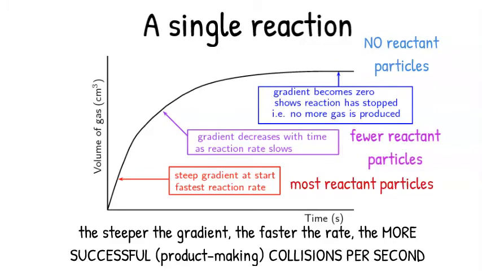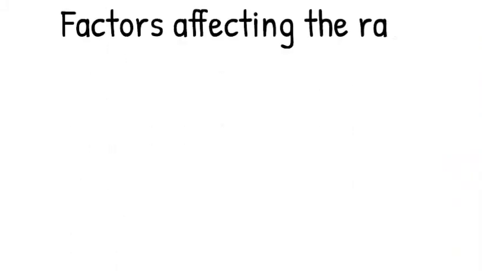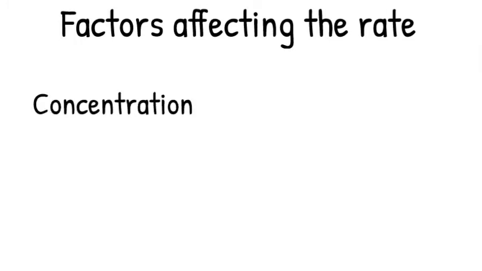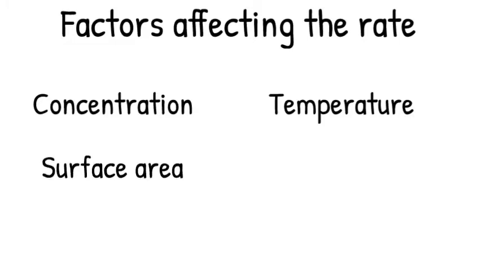Overall, you can see the steeper the gradient, the faster the reaction rate, which means the more successful product-making collisions are occurring every second. We started this video talking about how we could speed up or slow down reactions, and there are 4 ways that we can do this: concentration, temperature, surface area, or catalyst. We're going to spend a bit of time looking at each of these in turn now.